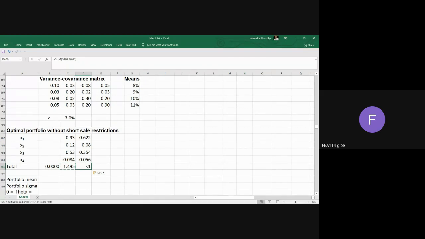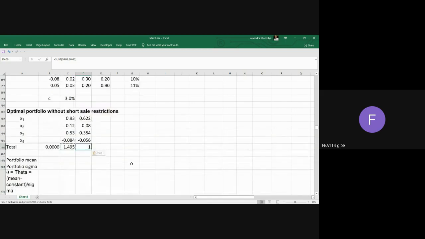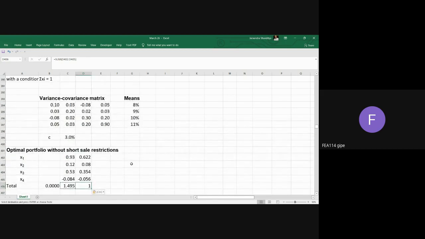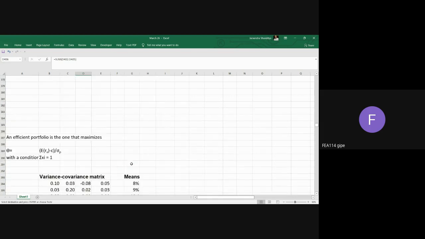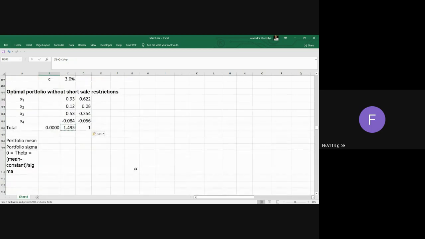Okay, so we have x1 as 0.622, meaning almost 62% x1, close to 8% x2, 35% x3, and minus 5.6% is x4. This is your optimal combination, given that you want to be on this frontier and you want to maximize this, which is the Sharpe ratio theta, which is expected return minus the risk-free rate divided by standard deviation.